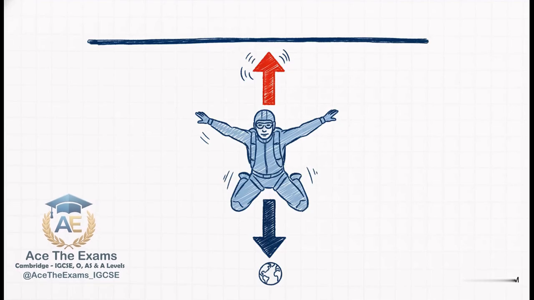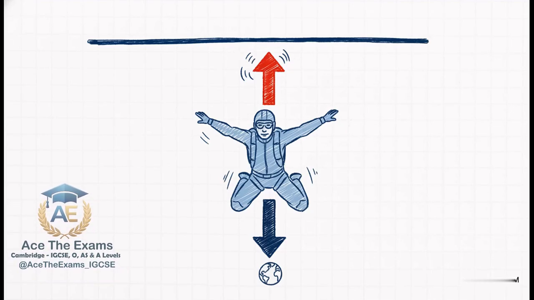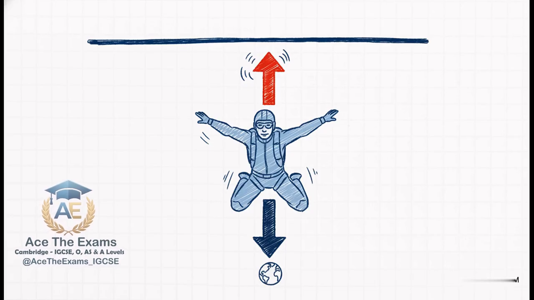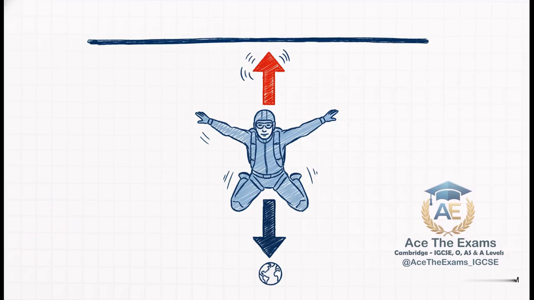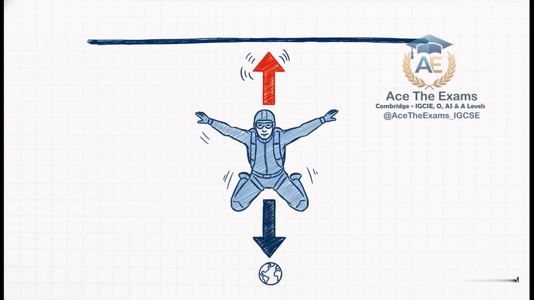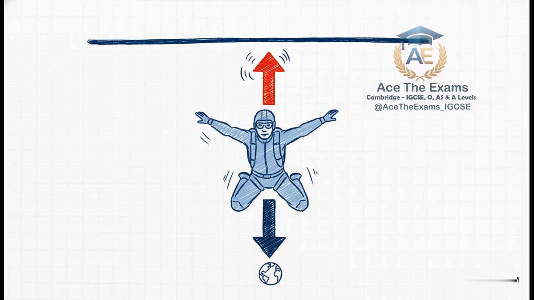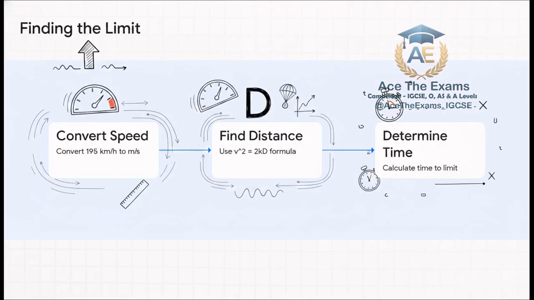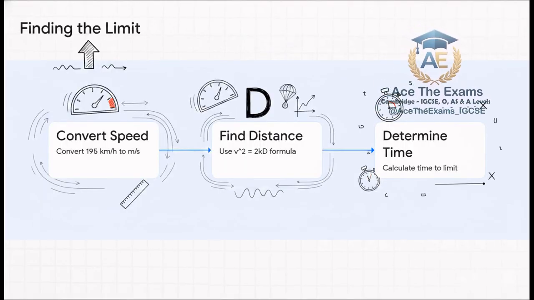But here's the catch with modeling reality. You have to account for all of reality. A skydiver's speed doesn't just keep increasing forever. Eventually, the upward push of air resistance completely matches the downward pull of gravity. She's going to hit a natural speed limit, which we call terminal velocity. For a skydiver, that's roughly 195 kilometers per hour. So to make our model truly accurate, we have to pinpoint exactly when she hits that limit.